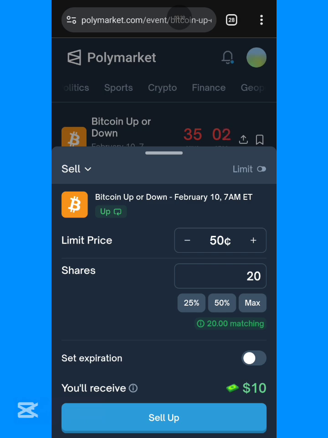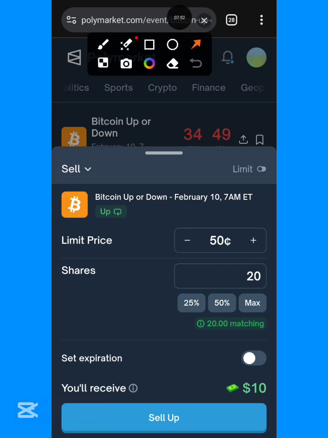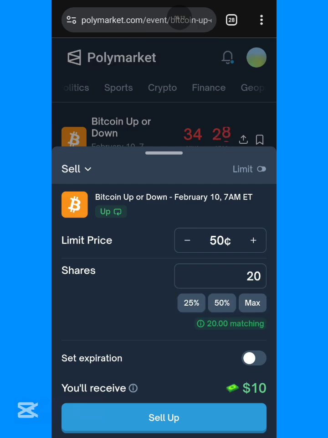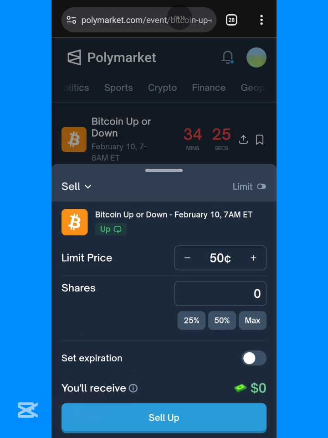So you can see now, if I bought it at 30 cents per share, and I want to sell it at 50 cents per share, it's going to give me profit of $10. Look at it. You can see profit of $10. If I want to sell 20% of it, I can click on it. If I want to sell 100%, I can click on the maximum. That maximum is going to give me $10 for the trade. For instance, if I want to sell 50%, that means it's going to give me $5 for it. It is because I have not bought anything that I cannot show you how it's going to appear.